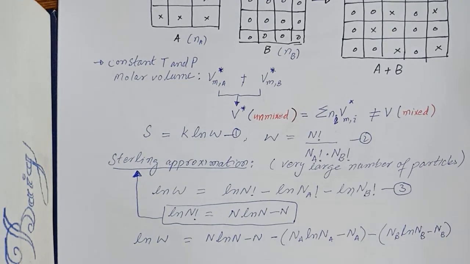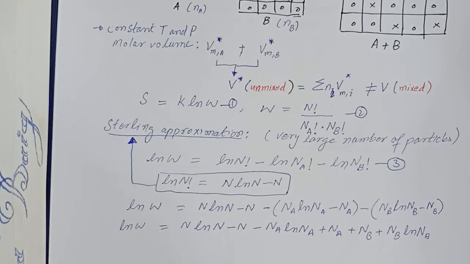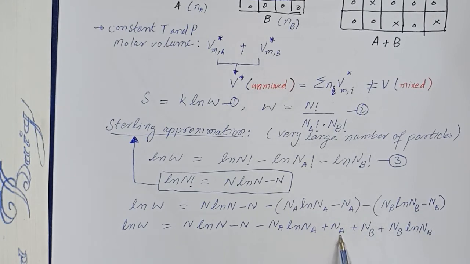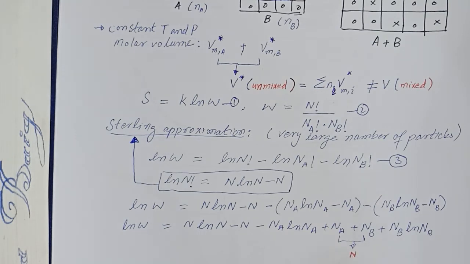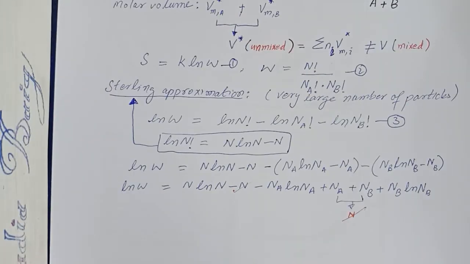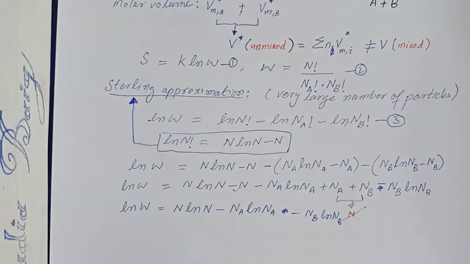Now let's simplify this relation. I have rearranged this equation and moved the Na and Nb here. As we can see, the number of particles of A plus the number of particles of B is equal to n. So here we have minus n and here we have plus n. So this equation can be simplified as shown here.